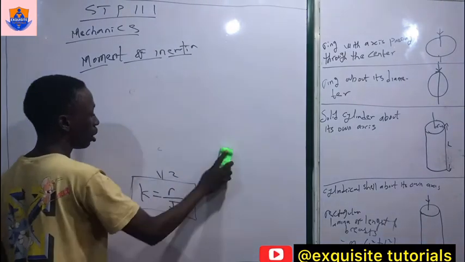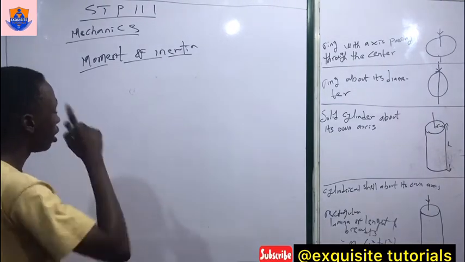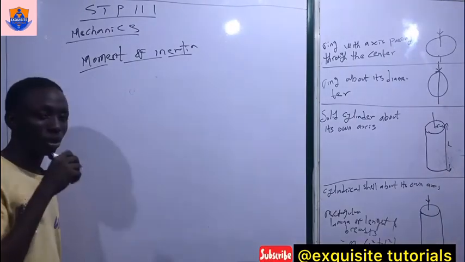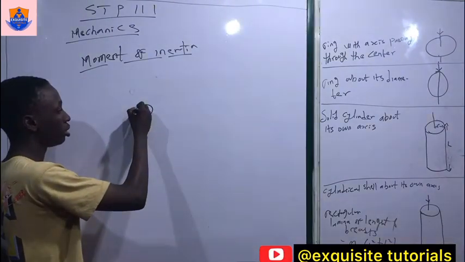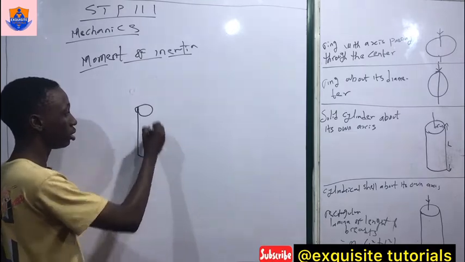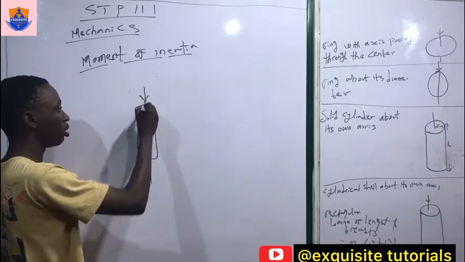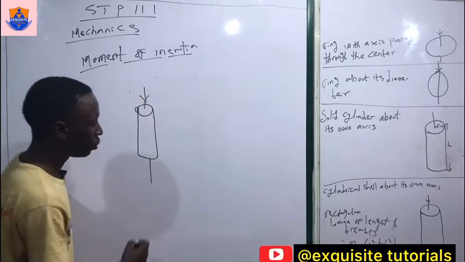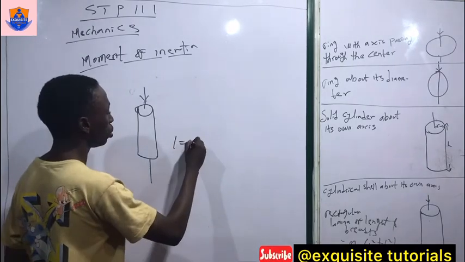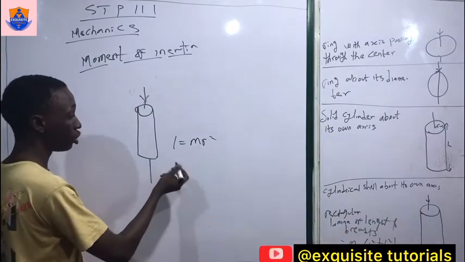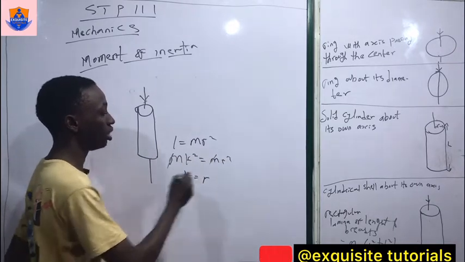Next, we're going to take a look at a cylindrical shell about its own axis, when the axis is passing through the center of the cylindrical shell. If I have a cylinder like this, a cylindrical shell about its own axis, the moment of inertia will be equal to m r square. So we can figure out the radius of gyration. Know that m k square is equal to m r square. So k is also equal to r in this case.